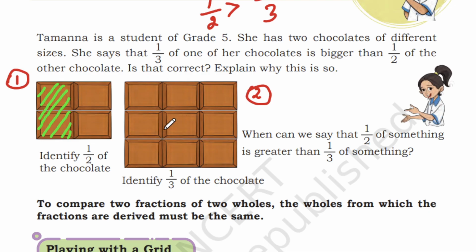So this is 1 by 2 and this one is the second chocolate. So you can divide this into 3 parts. First part, second part, third part, or like this also you can divide. Okay, either way you can do it. So I'm going to shade 1 by 3. So this is 1 by 3 of the chocolate.